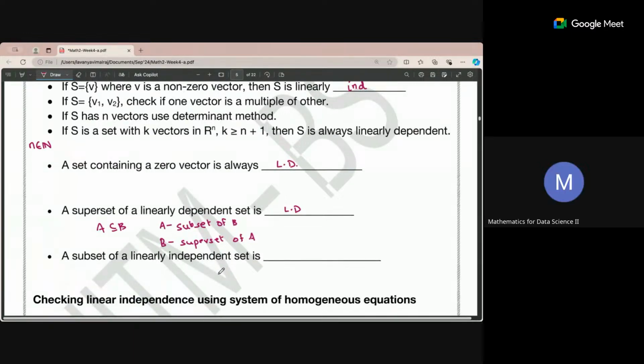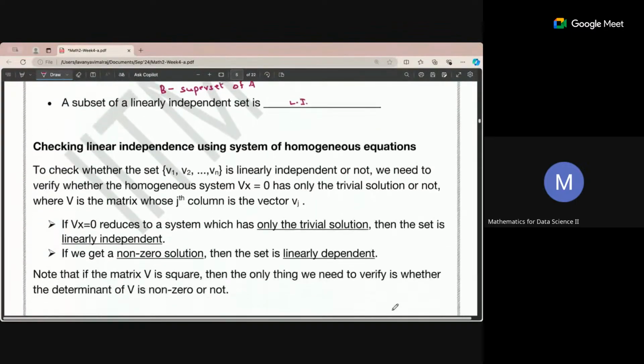Okay. The subset of a linearly independent set is linearly independent. Yes. Okay. Fine. Checking linear independence using homogeneous equations.